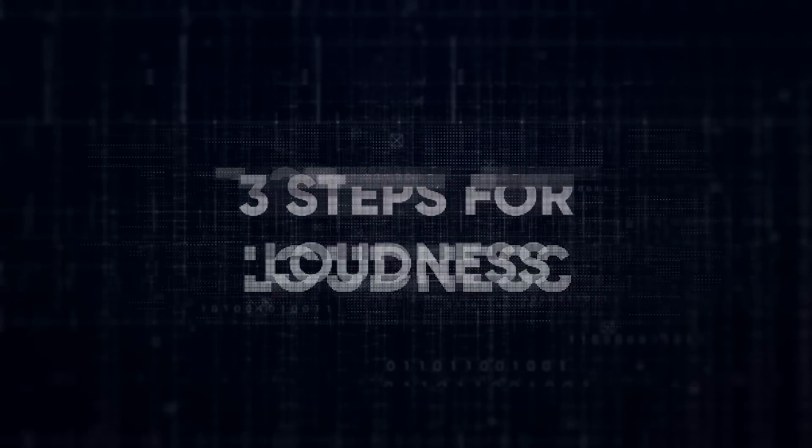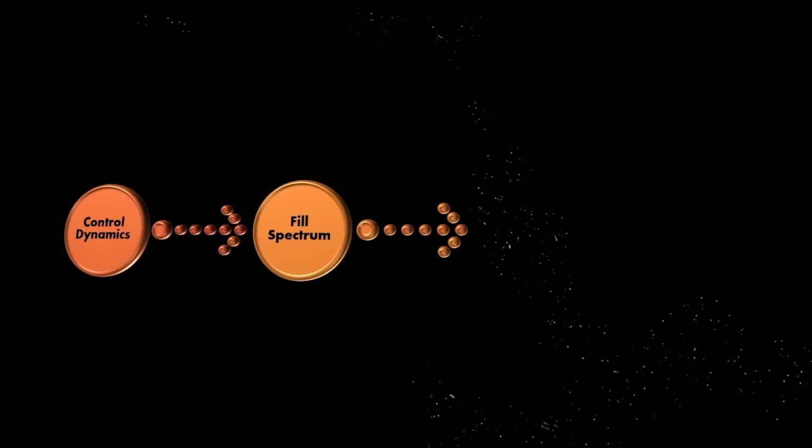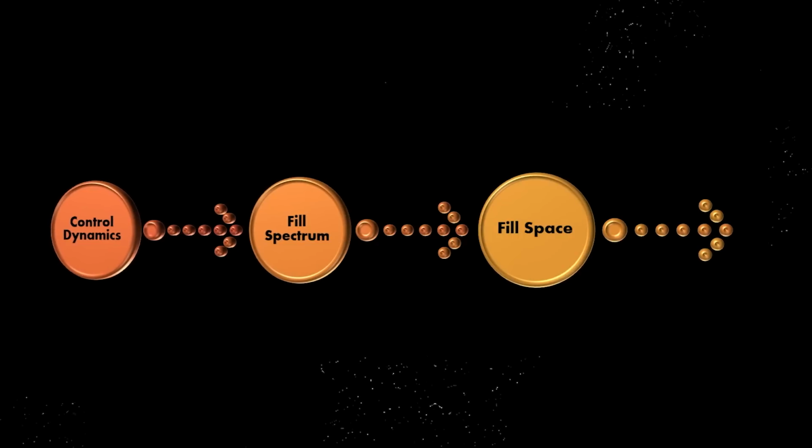So when you are mixing for loudness, you can just think about these 3 steps. First, control your dynamics, then fill up your spectrum, and then fill up the space that is left over. Controlling the dynamics. Let's take a look at one final scheme that is really important.